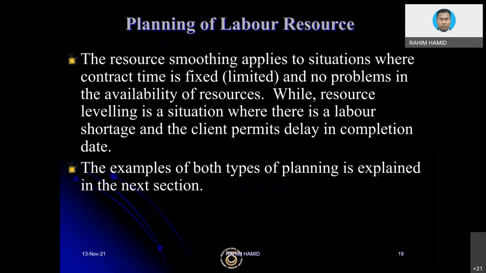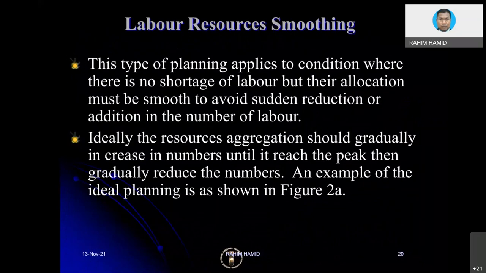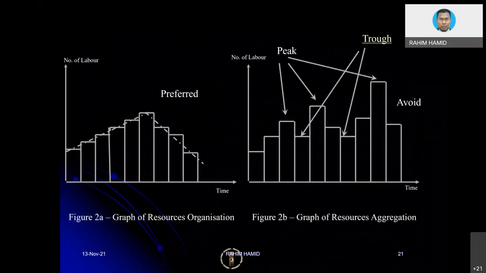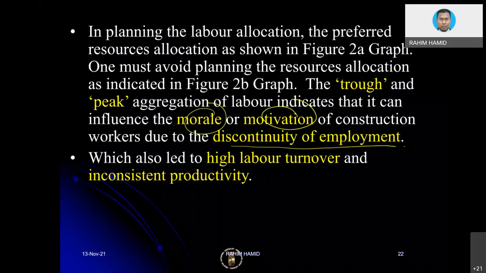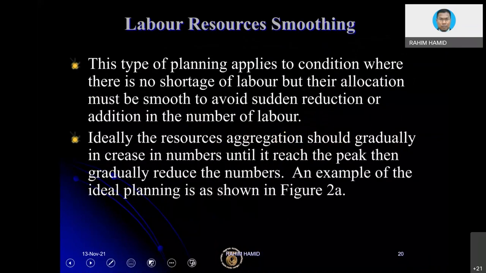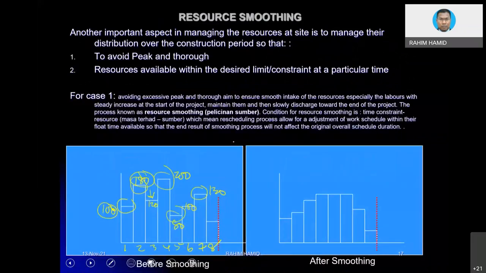We already mentioned some of the issues here. For example, it will affect the morale of the workers, the motivation of the workers, and then discontinuity of employment, and then it will generate what we call labor turnover. Labor turnover is the term that we use for employment. Sometimes we also use it in terms of cash flow, basically the annual sales turnover. And then it will affect productivity. So that kind of situation is a result of inconsistent resource utilization.